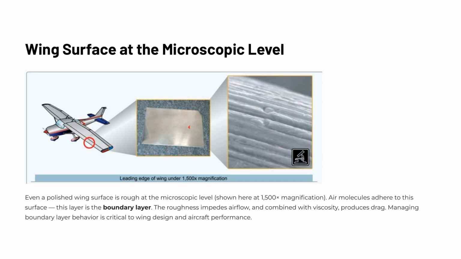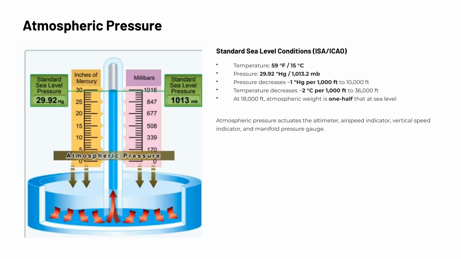Atmospheric pressure is one of the most fundamental concepts in aviation, and understanding it begins with the standard reference point known as the International Standard Atmosphere, or ISA, established by ICAO. At sea level under standard conditions, temperature is 59 degrees Fahrenheit, or 15 degrees Celsius, and pressure is 29.92 inches of mercury, equivalent to 1,013.2 millibars. These are the baseline values against which all atmospheric measurements are compared.